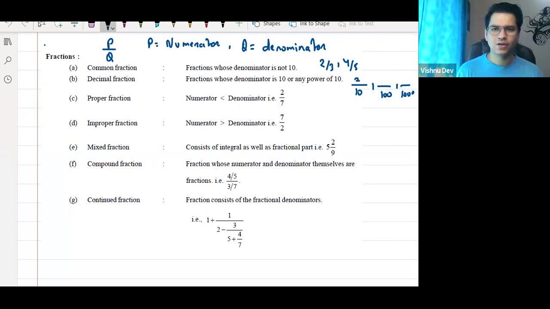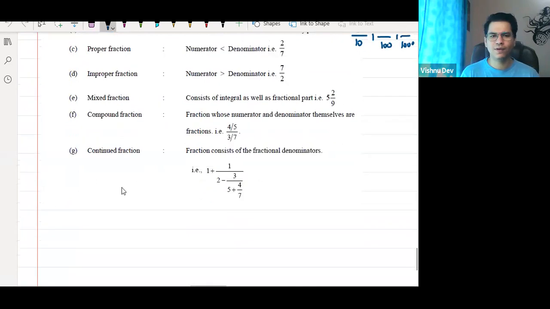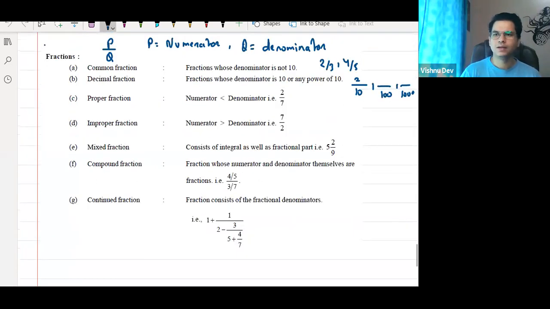Okay, so that is common fraction and decimal fraction. Now let us talk about proper fraction first. Proper fraction means it must be a fraction. Now think about it.